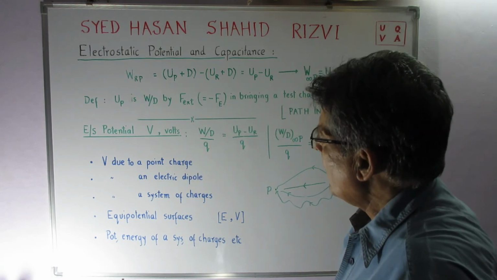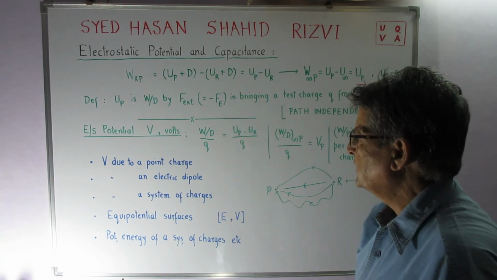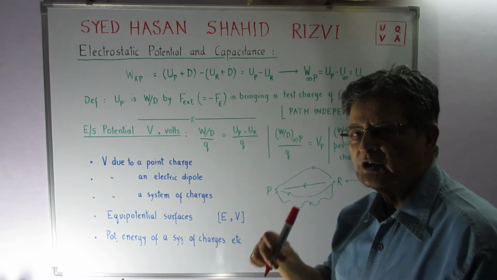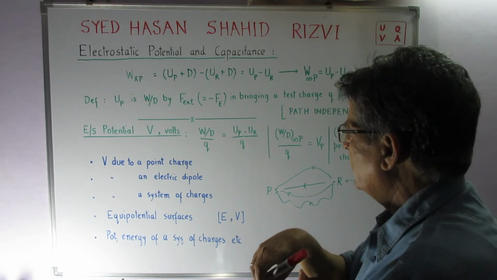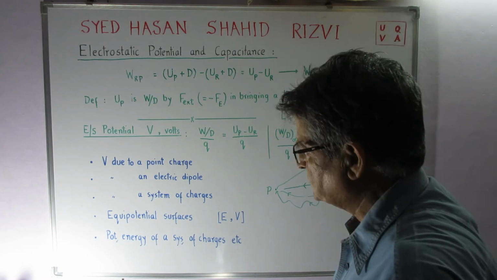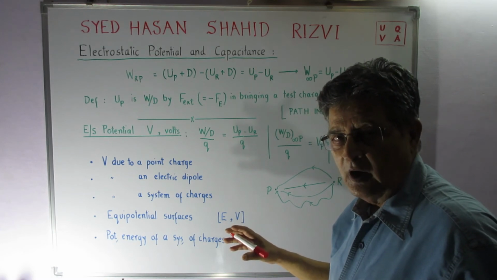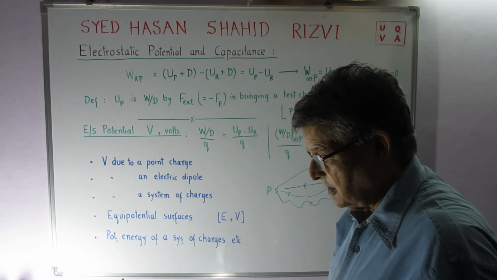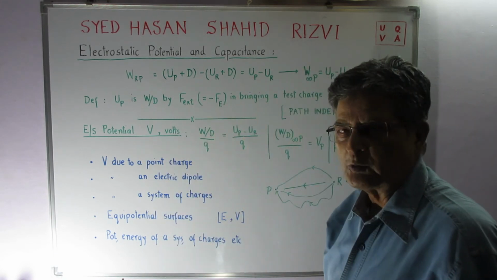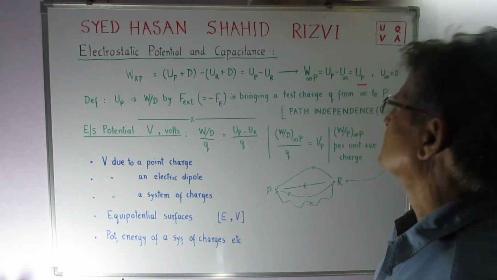Now, here we define this potential as the work done divided by the test charge Q. Sometimes people say that this is the work done per unit charge. I don't subscribe to that, because I am always very afraid of the unit charge. Unit charge could be as big as could be accommodated only in a football field and 100 meters on the top of the earth.